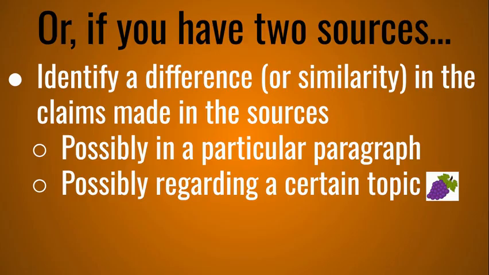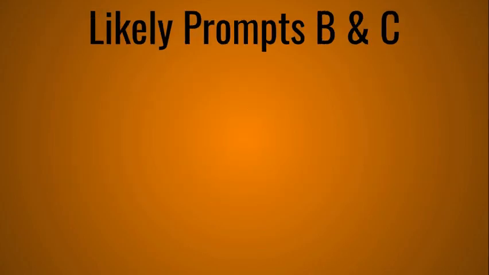Sometimes they will offer you two sources. In AP World, it doesn't happen too often, although I have seen it. AP US and AP Euro often give you two different historians talking about the same subject, more or less, and they'll ask you to identify a difference in the claims made by the sources or a similarity in the sources. Again, possibly in a certain paragraph, possibly regarding a certain topic, but you just have to identify and understand the two claims, and then note a similarity or a difference.